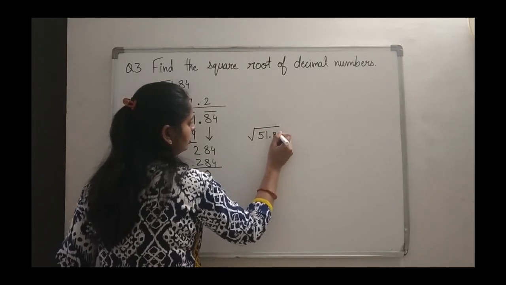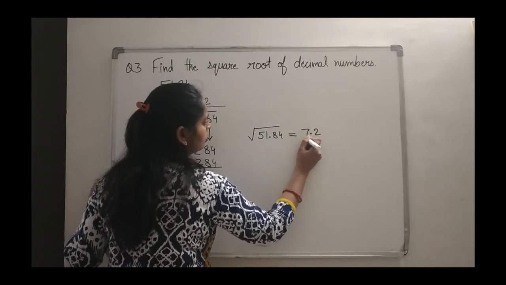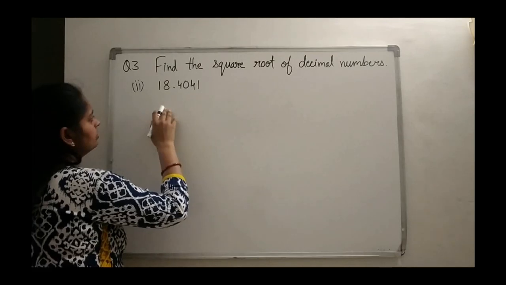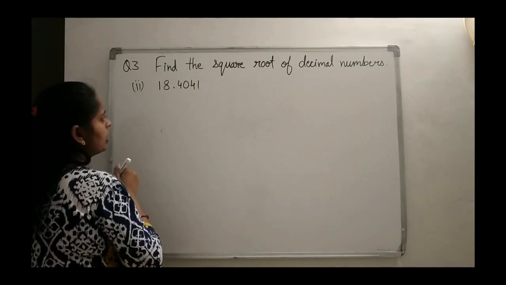51.84 will be equal to how much? 7.2. Okay. Yes, now see the next part in this. 18.4041. We have to find the square root for this.